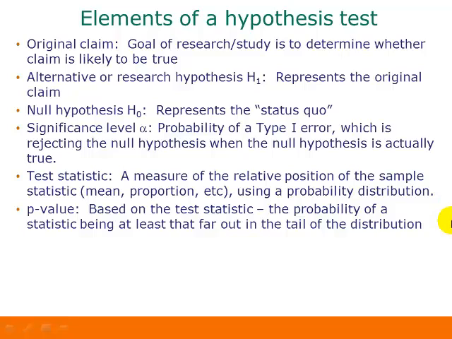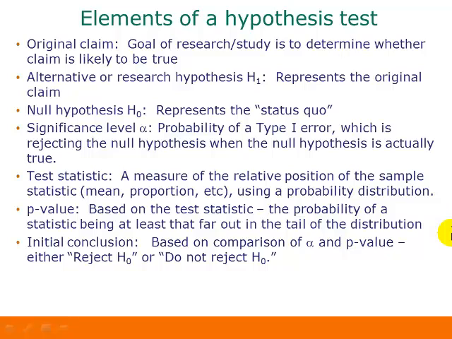A p-value is a value that's based on the test statistic. It's the probability of the test statistic being at least that far out in the tail of the distribution. The initial conclusion is based on a comparison of alpha, the significance level, and the p-value. And our initial conclusion always has to do with the null hypothesis. We either say reject the null hypothesis or do not reject the null hypothesis.